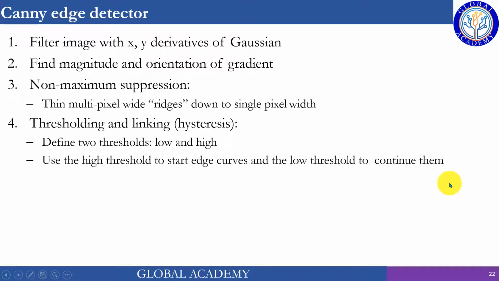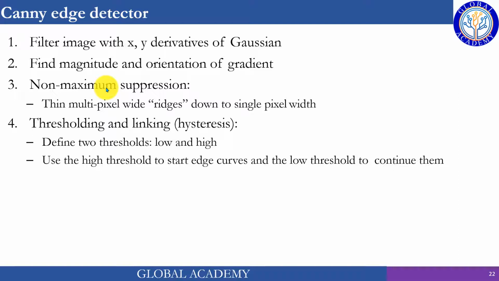So just a revision of the complete Canny edge detector. First you have to filter the image with x and y direction derivatives of Gaussian. So practically we have the Sobel operator, Sobel along x-axis and Sobel along y-axis. Then find the magnitude and orientation of gradient. So that would be like two different images or two different matrices. Then non-maxima suppression, that is like dropping the values which are lesser than some threshold or in comparison with the neighboring pixels.